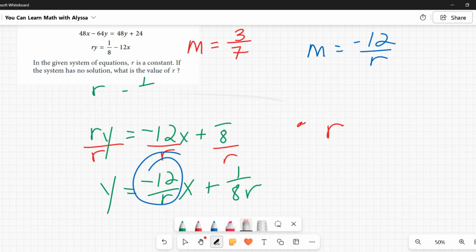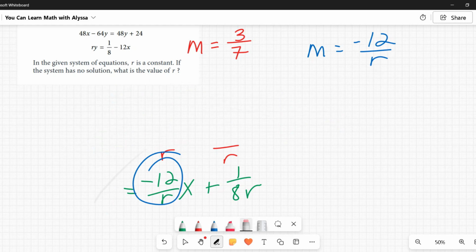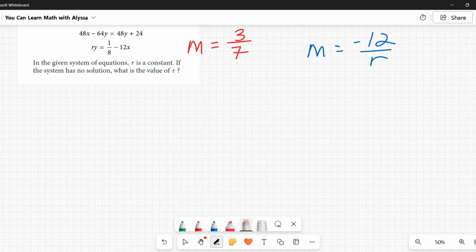Now, I need these slopes to be the same for this system of equations to have no solution. They need to be the same. They need to be equal. So I'm going to set them equal to each other and then figure out what I could put in for r to make this a true statement. So 3 over 7 equals negative 12 over r.